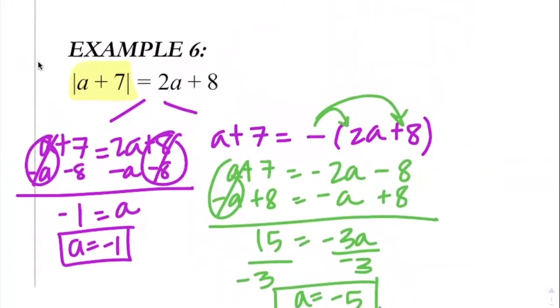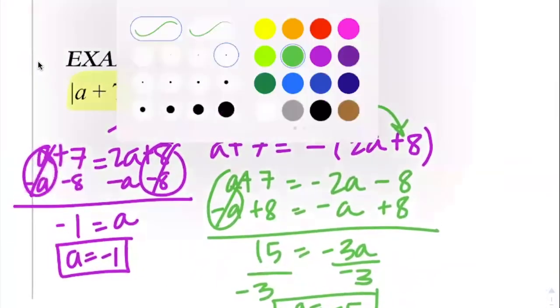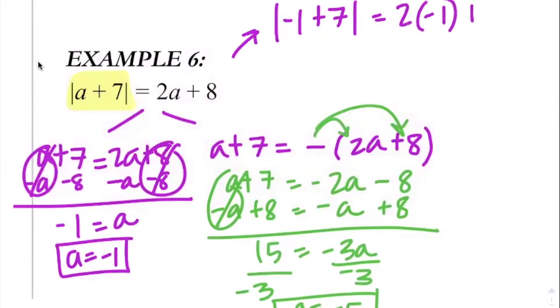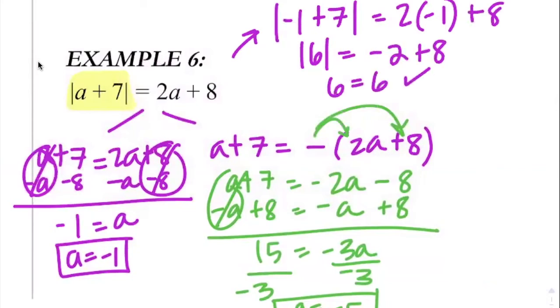We're going to go back and plug these two solutions in. So let's start with a equals -1. I have the absolute value of -1 plus 7 equals 2 times -1 plus 8. So we have the absolute value of 6 equals -2 plus 8. 6 equals 6, yes. So this first solution, a equals -1, worked out perfectly.